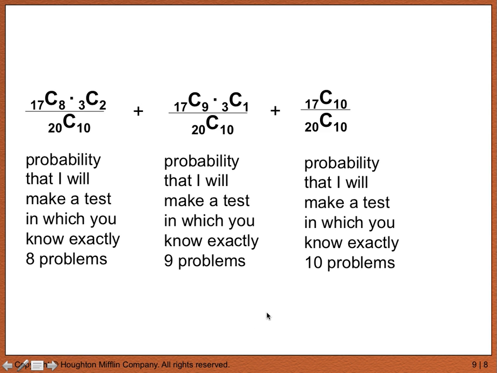And when we do the math and calculate all of this, we find that the probability is 89%, which is significantly higher. There's a probability that at least 8 of the 10 problems on the test will be from the 17 that you do know.